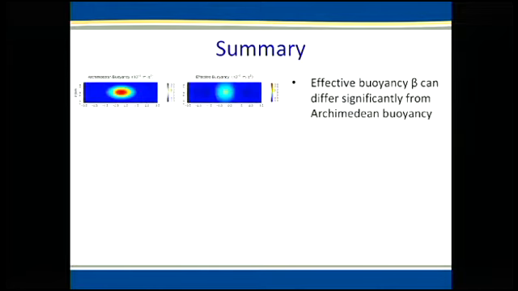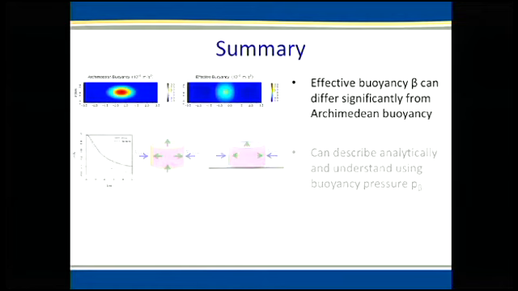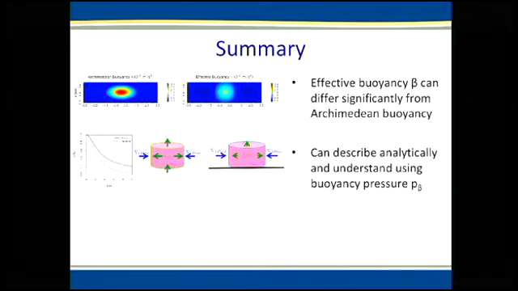All right. So to summarize and give the take-home messages, maybe the first is that the actual vertical acceleration that a parcel experiences, or the actual thermodynamic acceleration, which is the effective buoyancy, can be very different from the Archimedean buoyancy. You can describe this difference analytically using this formula, and you can understand it using this buoyancy pressure that we've introduced.